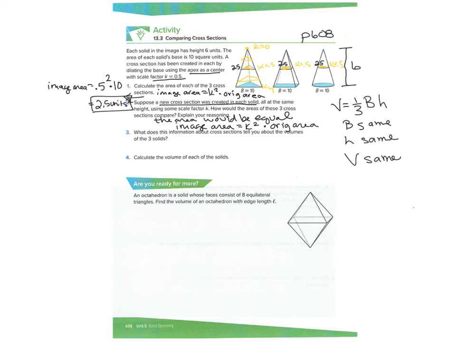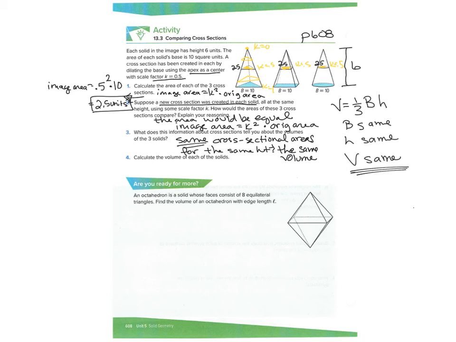3, what does this information about cross-sectional areas tell you about the volumes? Well, since these 3 shapes have the same cross-sectional areas for the same height, then that again tells me that they have the same volume.